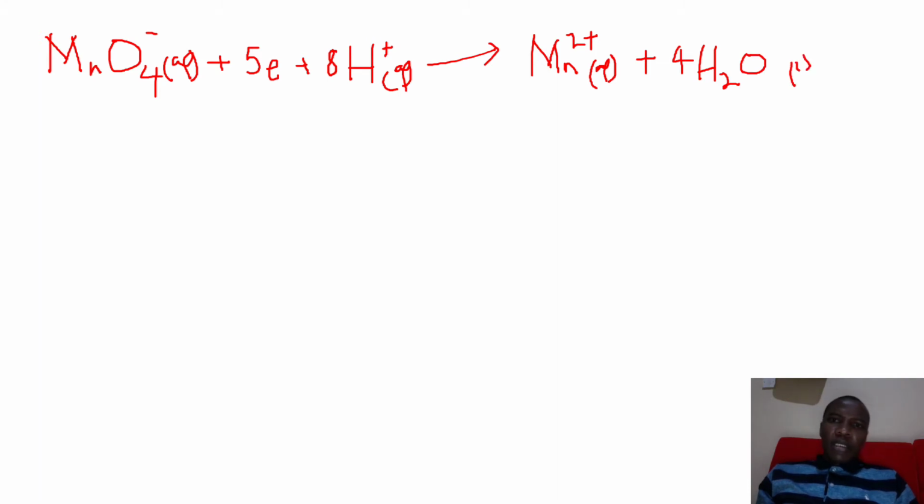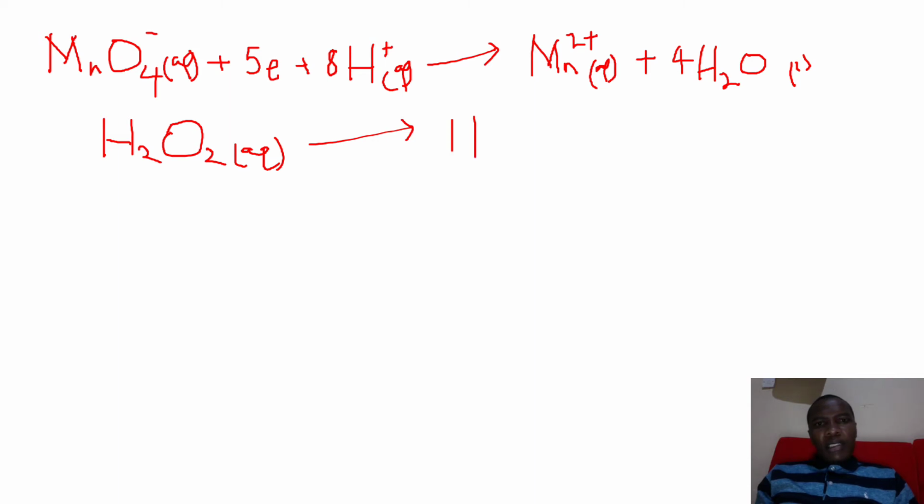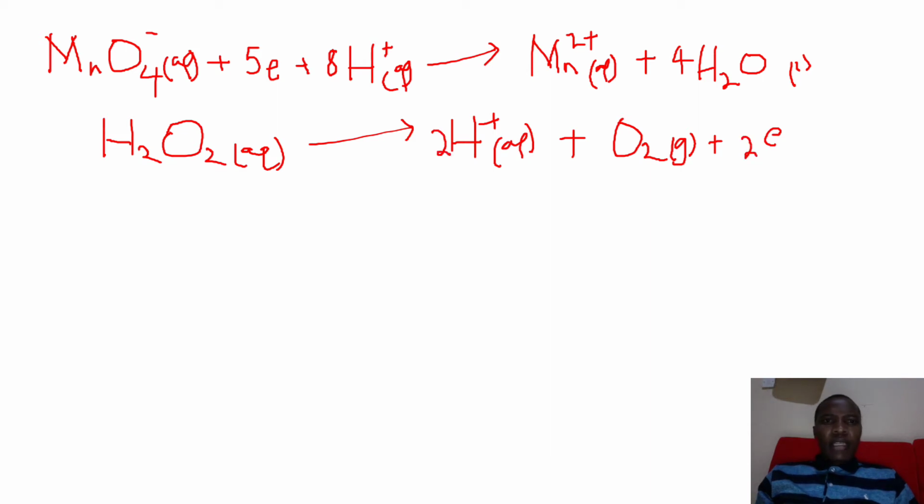Then we have the second equation, of hydrogen peroxide decomposing. Now it is acting as a reducing agent, so we expect it to decompose as follows. Hydrogen peroxide will give us hydrogen ions, which are always in solution. You can't have them in liquid. And then we produce oxygen gas along with 2 electrons. So we balance this one also by that 2.